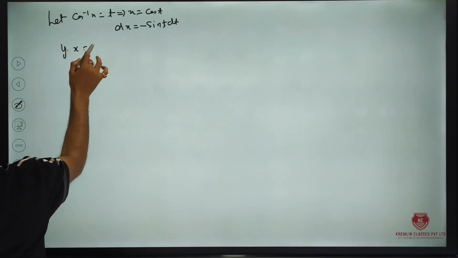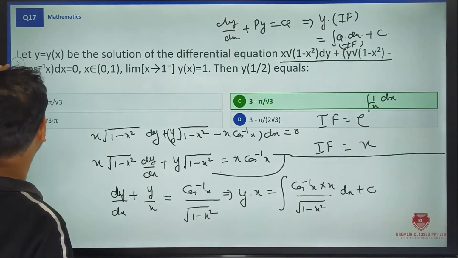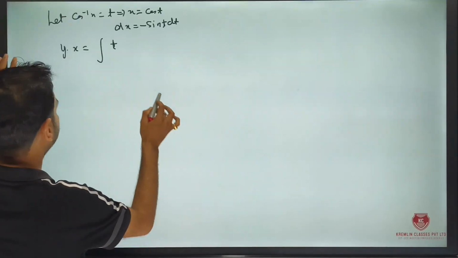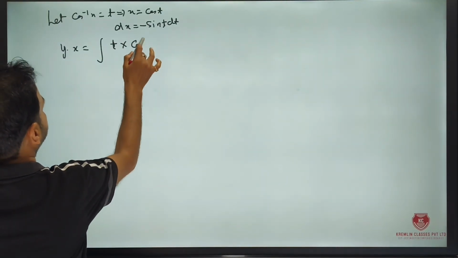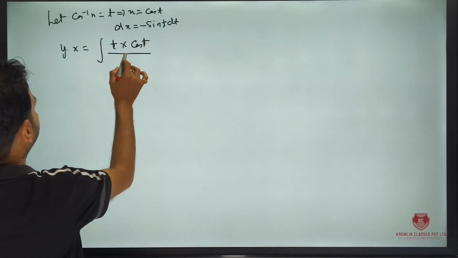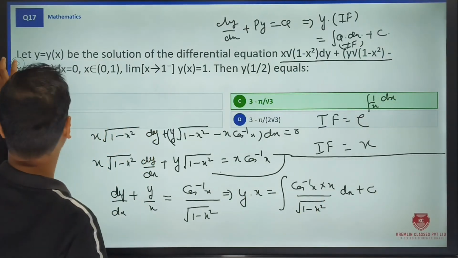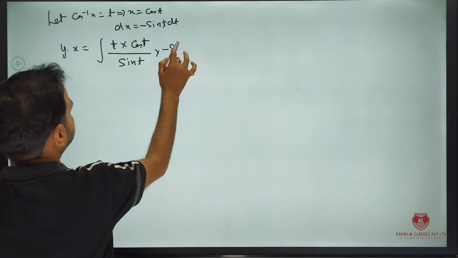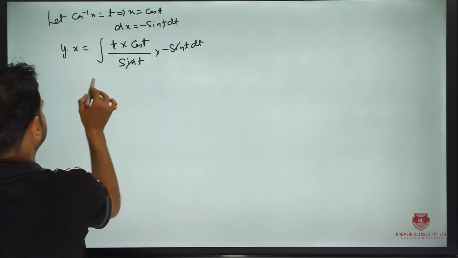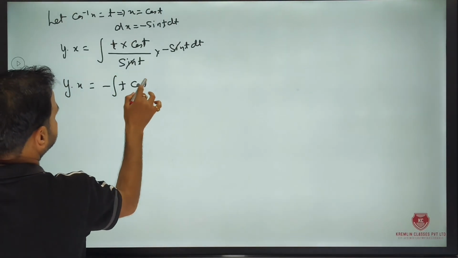y into x equals integration of cos inverse x, we put t, x we put cos t, upon root of 1 minus x square, which is sin t, into dx, where we put dx equal to minus sin t dt. Let's cancel this. So y into x comes out to be minus integral of t cos t dt.